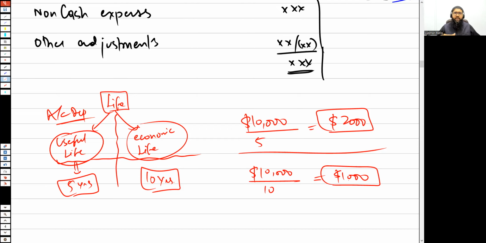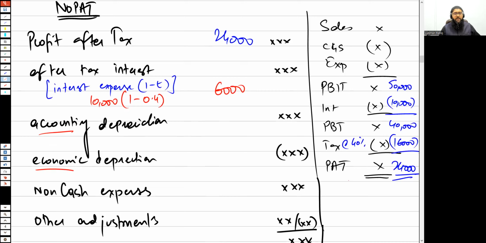So there is an economic life, there is a useful life. The people who developed economic value added say that, look, you've charged a depreciation of $2,000 and reduced the profit by $2,000. Add back this $2,000. And then you deduct the $1,000, which is the actual, realistic depreciation. So we add back the accounting depreciation and we deduct the economic depreciation.